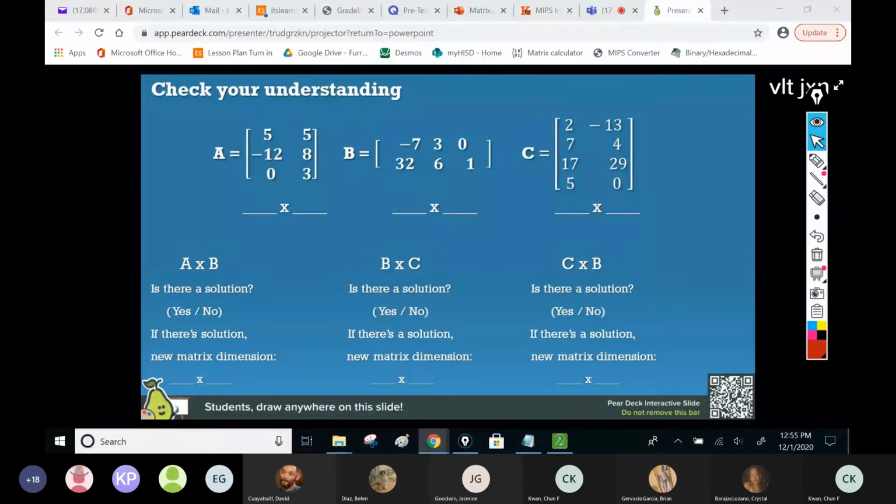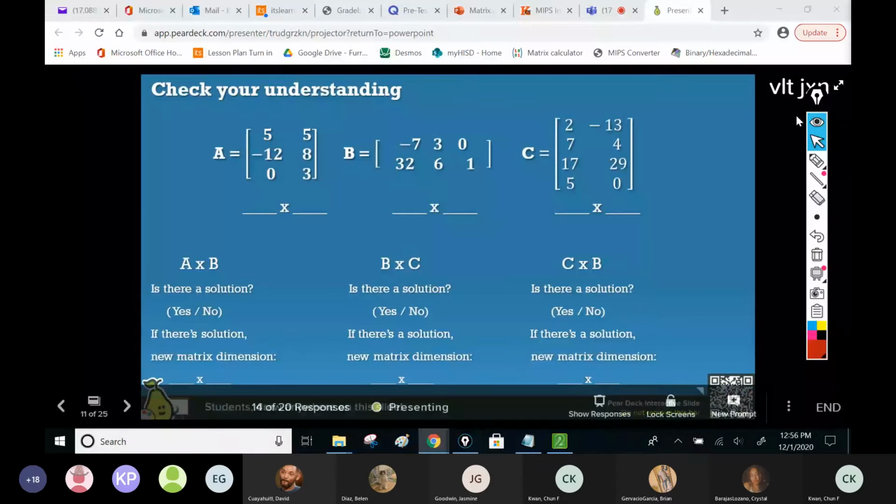Oh, we go over this. You guys are doing pretty good on the dimension stuff. I think you guys got it. Then the solution here, check to see if there's a solution. That part is a little messy. And then the new matrix dimension, you guys are still kind of stuck. All right, so everyone go back to the Microsoft Teams meeting. Look at how I'm going to do this. Watch how I'm going to do this.